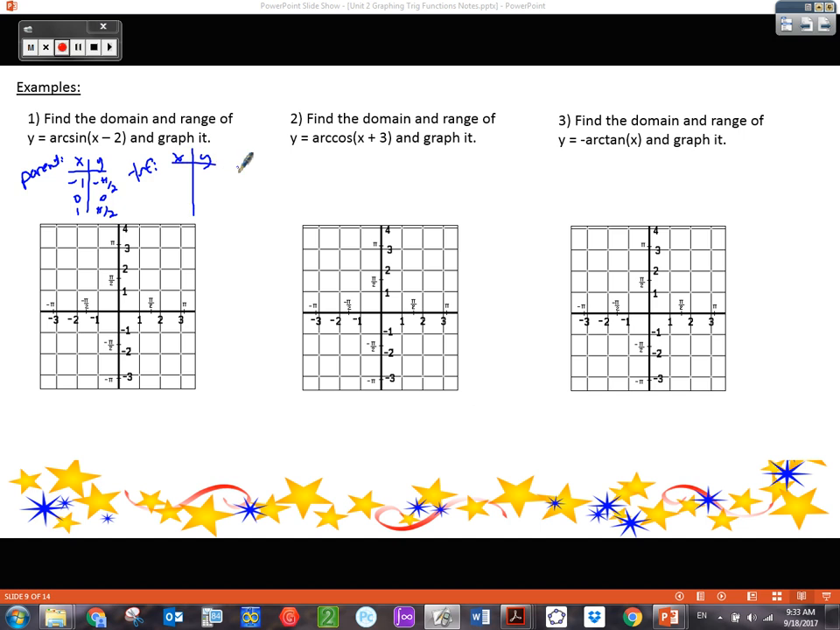Transformations, just like any other functions we've ever used transformations on. If we look at this, we see this is a right 2 transformation, which affects the x value, right? There are no y transformations, so my y values are still going to be negative pi over 2, 0, pi over 2. I am adding 2 to each of those x values, so -1 plus 2 is 1, 0 plus 2 is 2, and 1 plus 2 is 3. Okay, those are my transformed points.